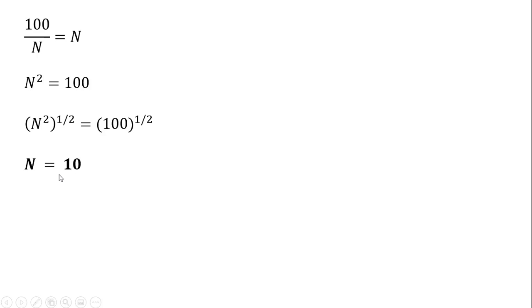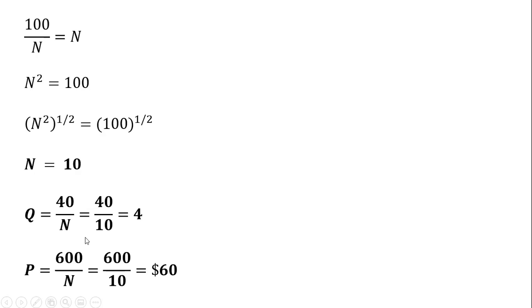So in the long-run equilibrium, when firms are making zero economic profit, that will occur when we have 10 firms in the market. Each one of these 10 firms will be producing 4 units of output, 40 divided by 10. And the price that these firms will be charging is $60.